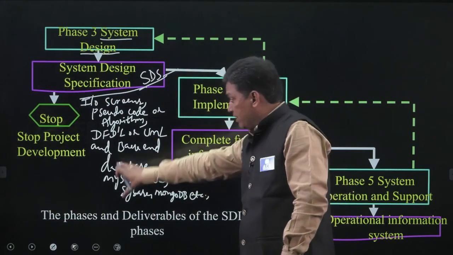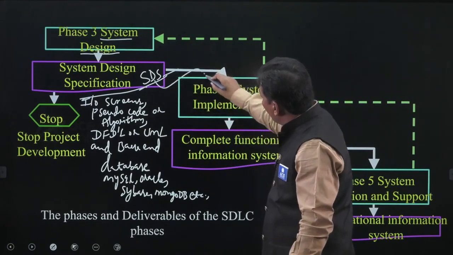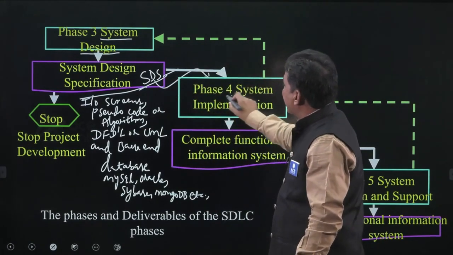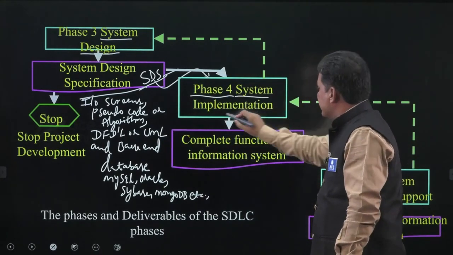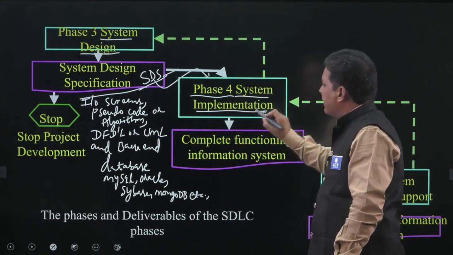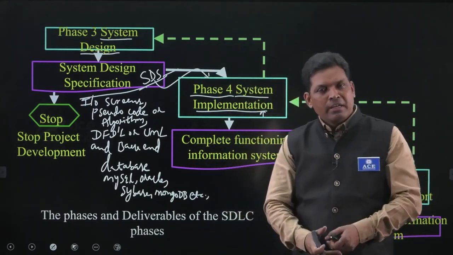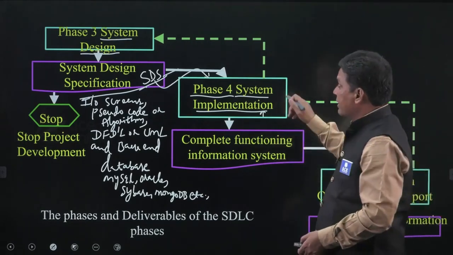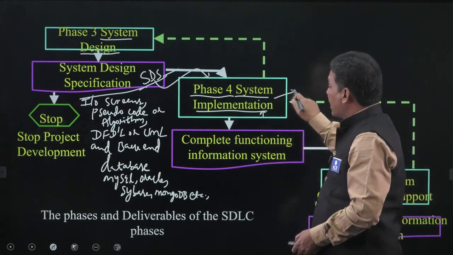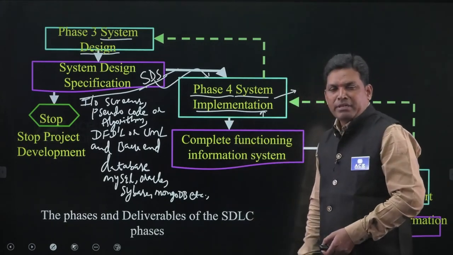Once this SDS document is ready, based on the system design specification document only, phase 4 will take place. What is phase 4 talking about? System implementation. What is system implementation? Based on the system design specification document, source code can be generated by the programmers or developers. That we call system implementation.